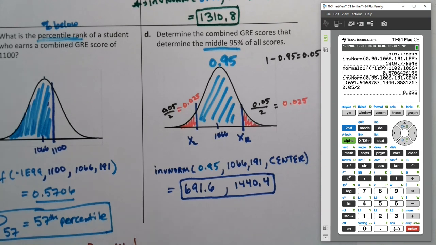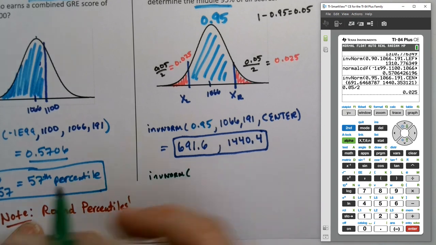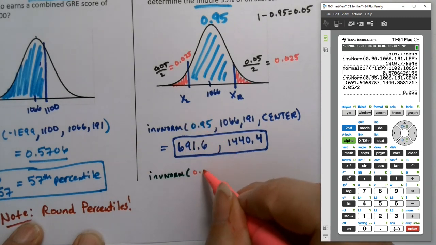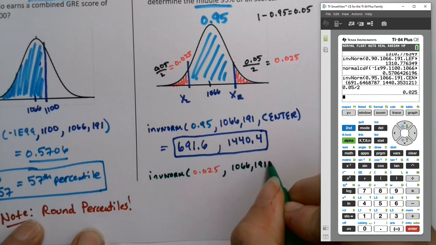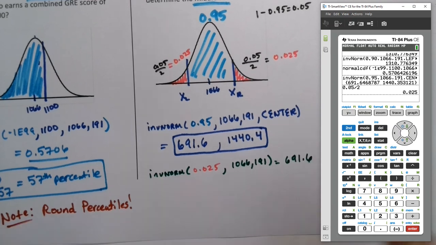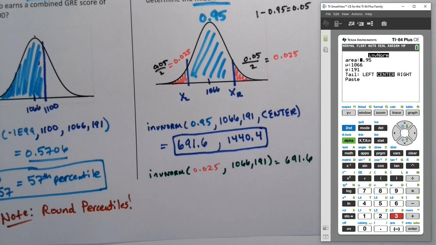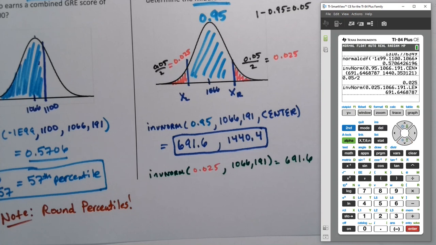So then if I'm going to use the older calculator, I have to use inverse norm. I'm going to have to do it twice. I have to do the one on the left, which is 0.025, comma 1066, 191. Right? What you're doing is a left one. That'll get you the 691.6. Here, I'll prove it to you. Second distribution, inverse norm, 0.025. 1066, 191 left. Again, old calculators don't have that option. Everything is left for an old calculator. All right, so that's 691.6.